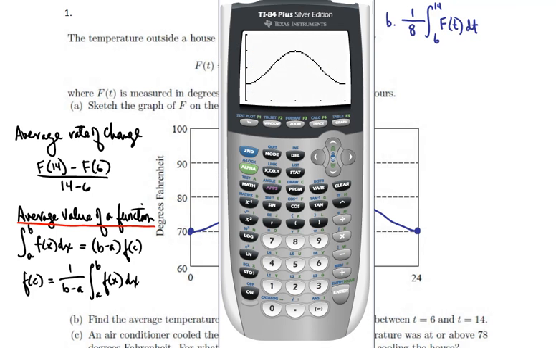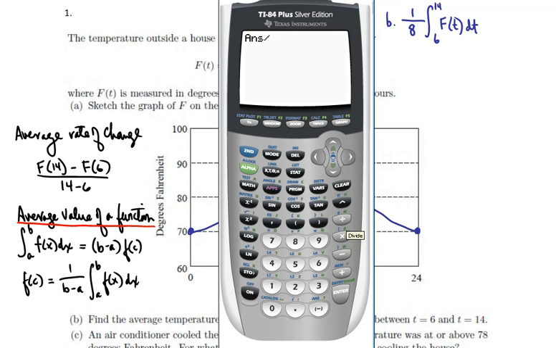Okay, so we have the graph here, and we want to take the integral of this function from 6 to 14 and then divide that by 8. So we do second calc, option 7, the integral function. Lower limit is 6, upper limit is 14, and we get a value of 697.29578. Now the value of the integral there is stored in the memory, and if I just hit divide, that value is in the answer.